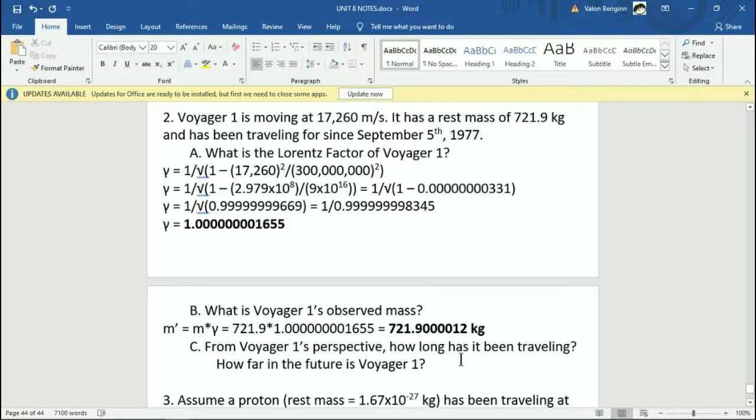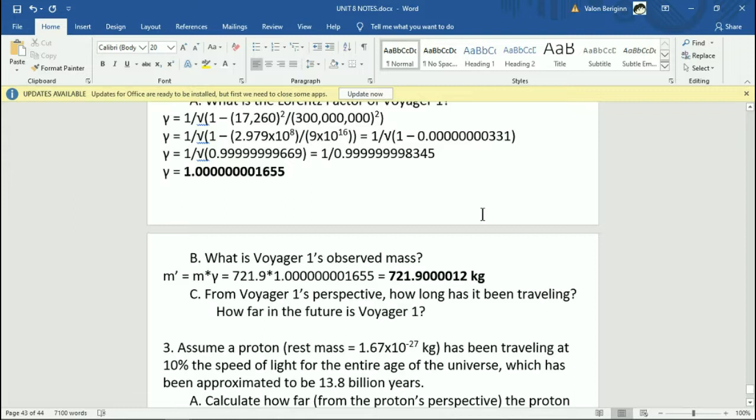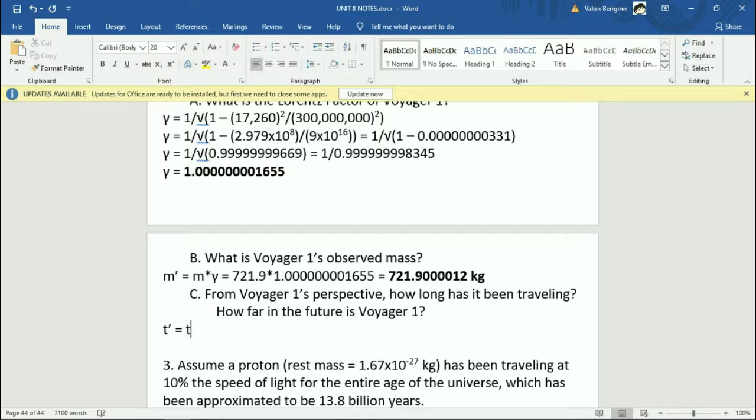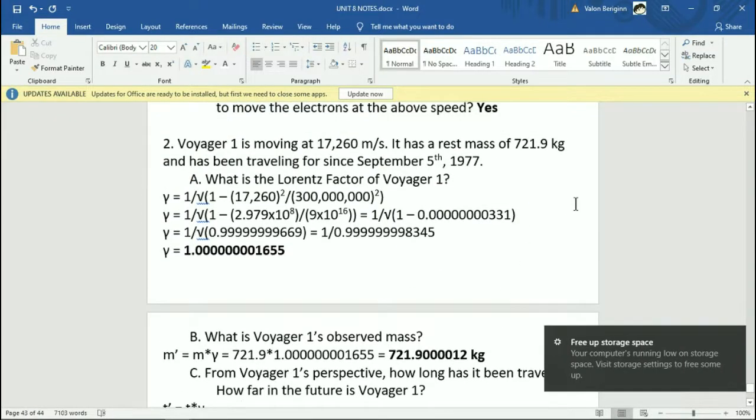So this one, you have to be careful, because remember that the prime numbers are the numbers that we see outside of the moving object. The question is asking, from Voyager 1's perspective, in other words, from the perspective of the thing that's moving, how long has it been traveling? We have seen it traveling since September 5th, 1977, so we have seen it traveling for a certain amount of time. So the time that we are seeing is actually t prime, and this asks you to solve for t. This formula is still true, but we're solving for t this time.